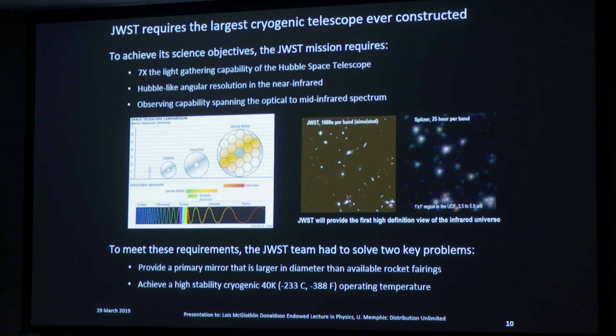This shows the size of the JWST mirror compared to the Hubble mirror and a man. Now, to meet these requirements, we had to solve these two problems. This giant mirror is bigger in diameter than the biggest rocket. So that was problem number one.